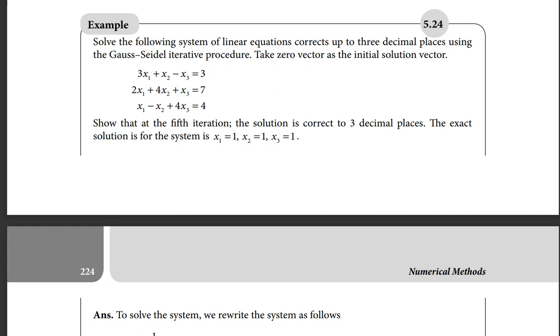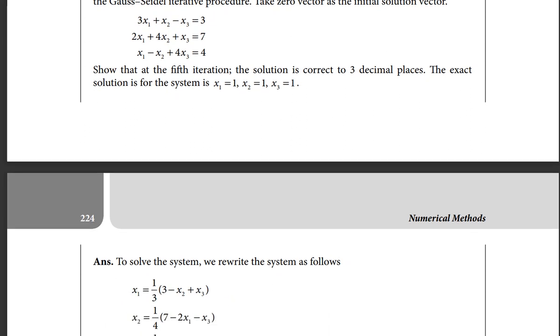The exact solution for the system is x1 equals 1, x2 equals 1, and x3 equals 1. So we've been told that the exact solution for this system is x1 = x2 = x3 = 1. We're going to use the Gauss-Seidel iterative procedure to prove this.